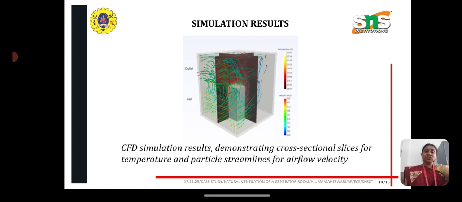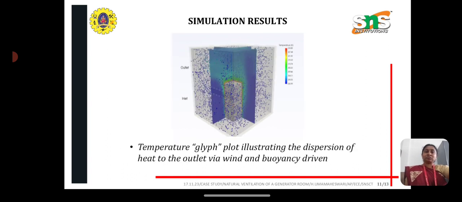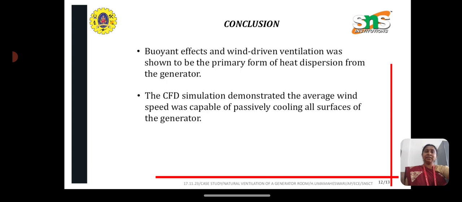This is the simulation result of the CFD process, where it demonstrates the cross-sectional slices for temperature and particle streamlines for the airflow velocity. Here the temperature plot illustrates the dispersion of the heat to the outlet via wind and buoyancy driven techniques. The conclusion is that buoyant effects on the wind-driven ventilation were shown to be the primary form of heat dispersion from the generator. The CFD simulation demonstrated the average wind speed, which was capable of passively cooling all the surfaces of the generator.